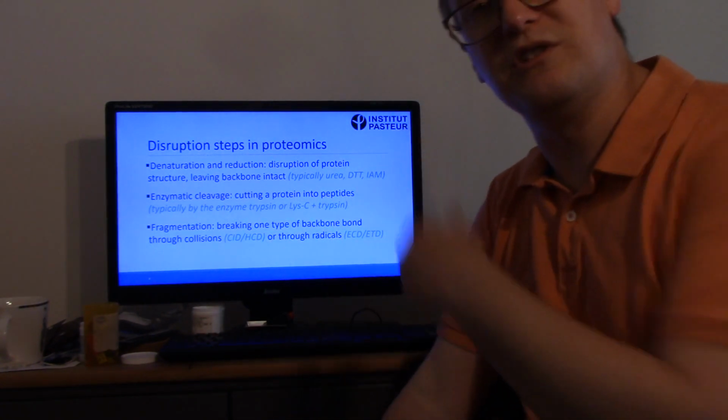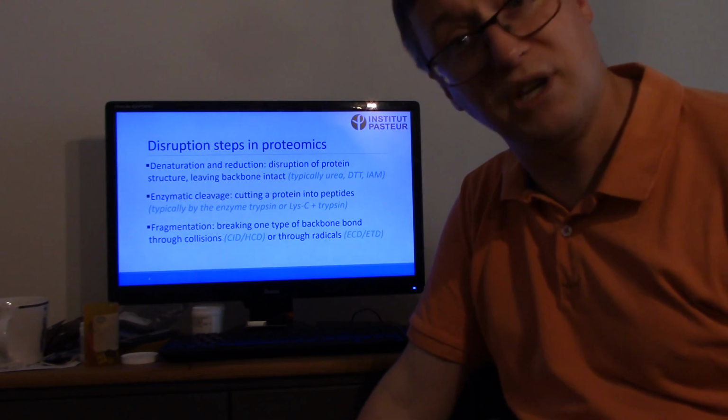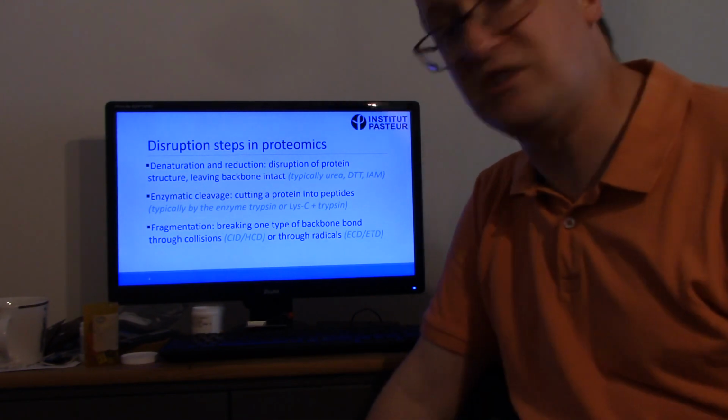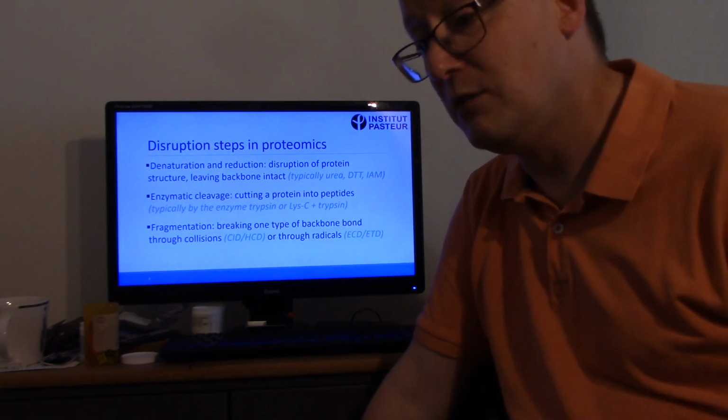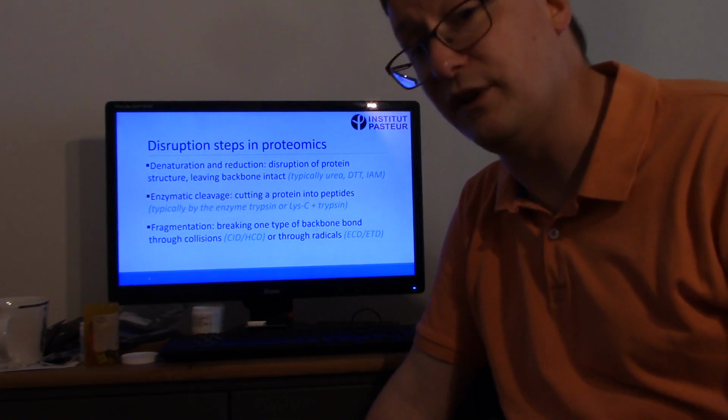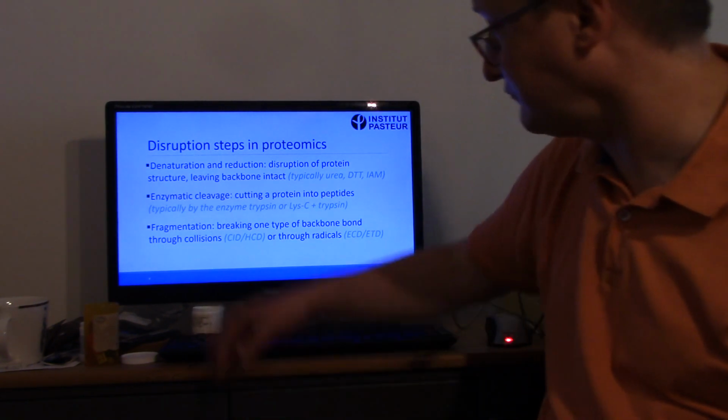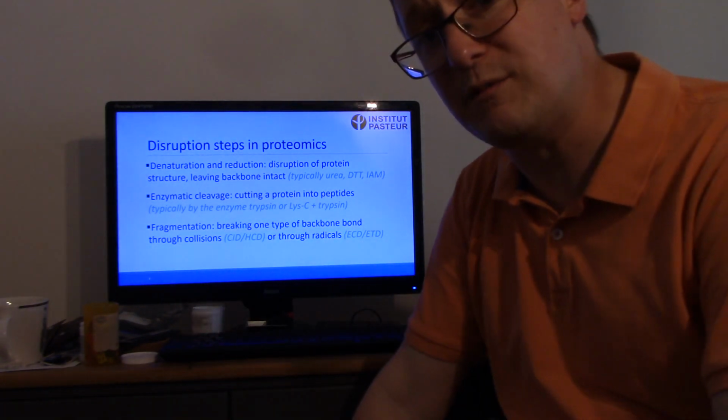Now typically we do this through an enzyme called trypsin, but it's not the only option. Sometimes you'll see Lys-C used as a kind of support to trypsin, but you can also use far less specific enzymes for doing the cutting. And finally, there's fragmentation.